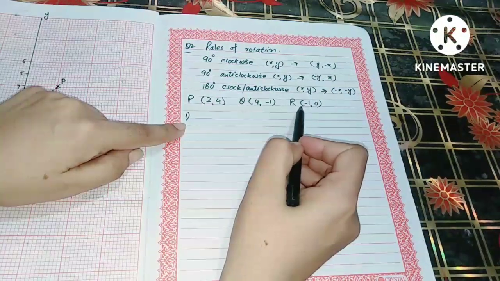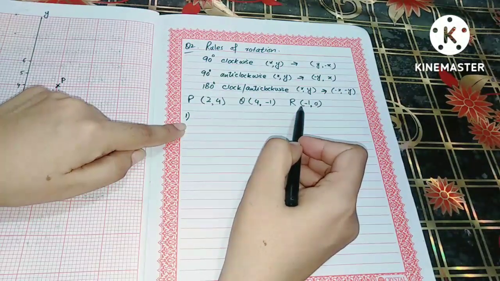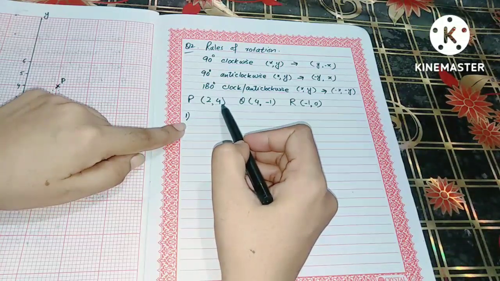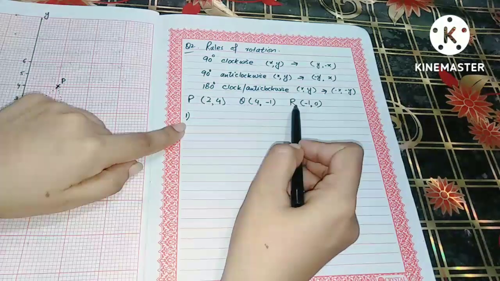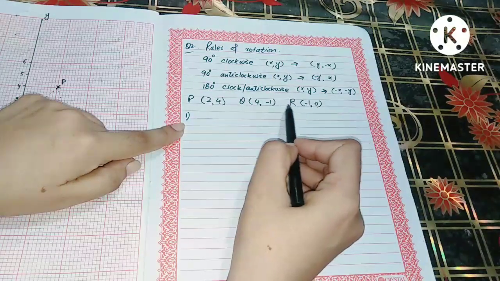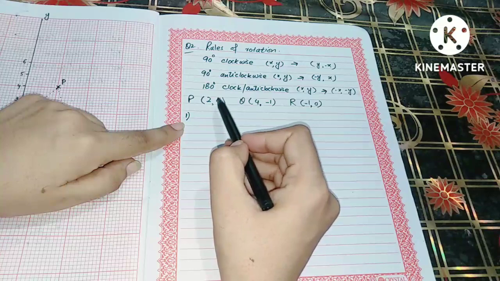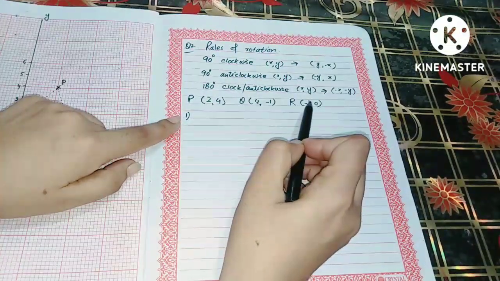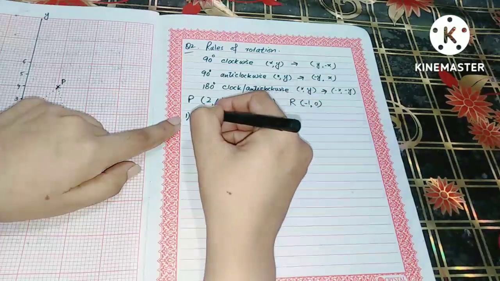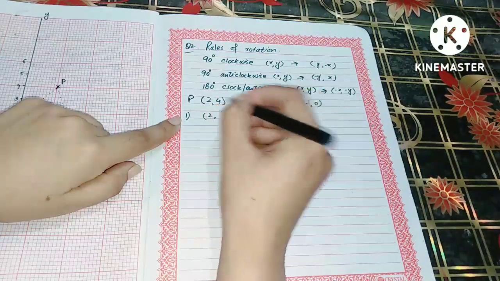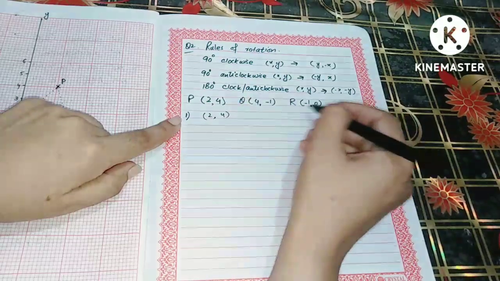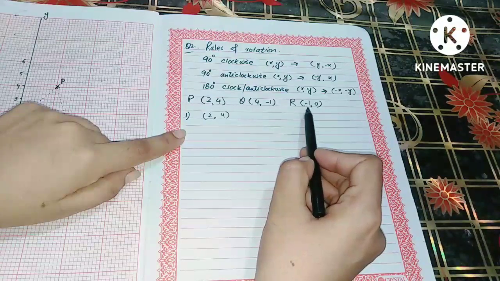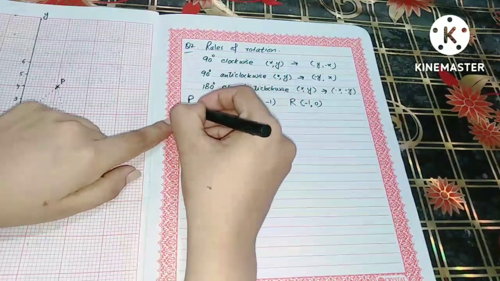In part 8, you have to find the rotated image of P about the point R. So this is the point, and you have to rotate this image about this point. You will follow those steps. First, you have to subtract this point from the coordinates of the original point. Students, remember that the first step is to subtract.